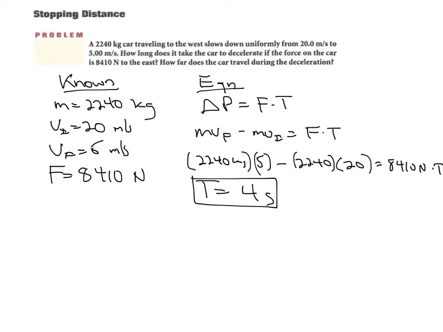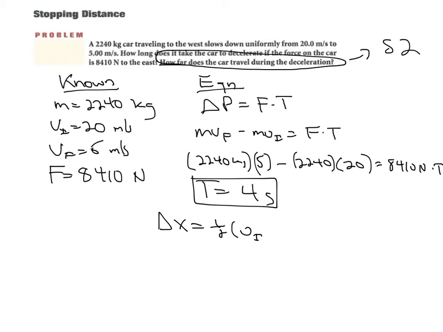Awesome. So the second part of the question says, how far does the car travel during this deceleration? Any questions involving distance and acceleration, that's a season 2 equation. So we're going to have to dip back down into our season 2 equations. And in our season 2 equations, we had an equation that involved distance, time, and velocities. If you remember, it's one half times v i plus v f times delta t. So we can use that equation here to find our distance.